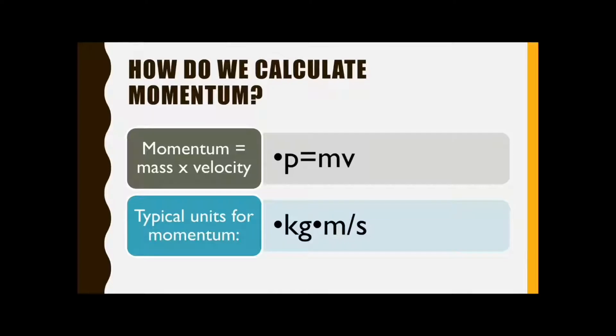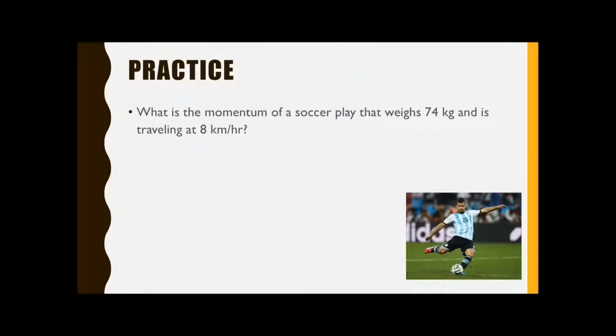Well, how do we calculate momentum? Well, momentum equals mass times velocity. So our equation is P equals m times v. P, this is your momentum. And then you know that m is mass and v is velocity. And our typical units for momentum are kilograms times meters per second. So whenever you're calculating momentum, whatever number you get, this is the units that you are going to have for that. So let's do some practice.